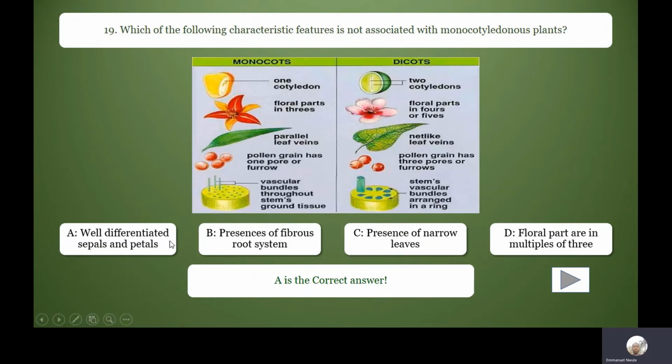So if they have petals or sepals at all, they are not well differentiated. So the correct option here is A.